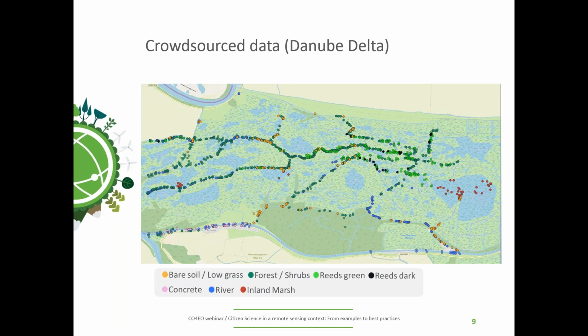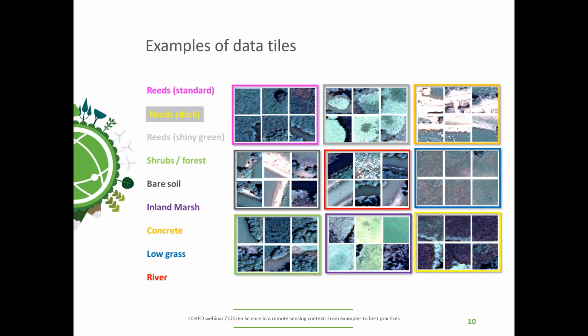On top of that, we also performed an augmentation process in order to combat the limited diversity of the labeled tiles. In particular, we did some affine transformations, random rotations, and color jittering in order to increase tenfold the available training data. Here you can also see some examples of the data tiles about different land cover types that were of interest in the context of the project.